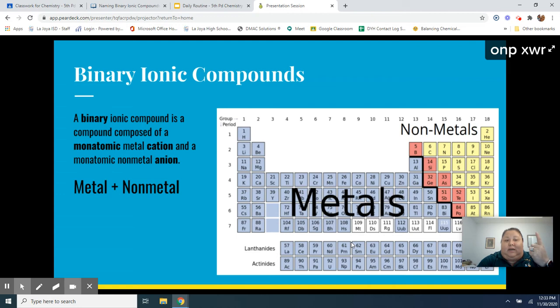Well, first they're saying monatomic. So that just means one metal element. Cation means that metal has given up electrons to the non-metal. Monatomic again means one non-metal element. Anion means it has gained electrons. Okay? So your metal is a cation because it's given its electrons to the non-metal. All right, now that we have that clear in our head. Ionic, metal, non-metal. Binary, two elements, compound, they're connected in a way.